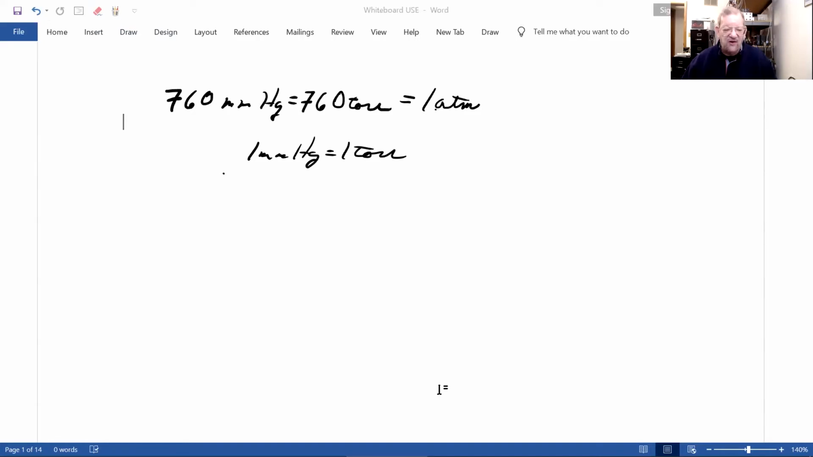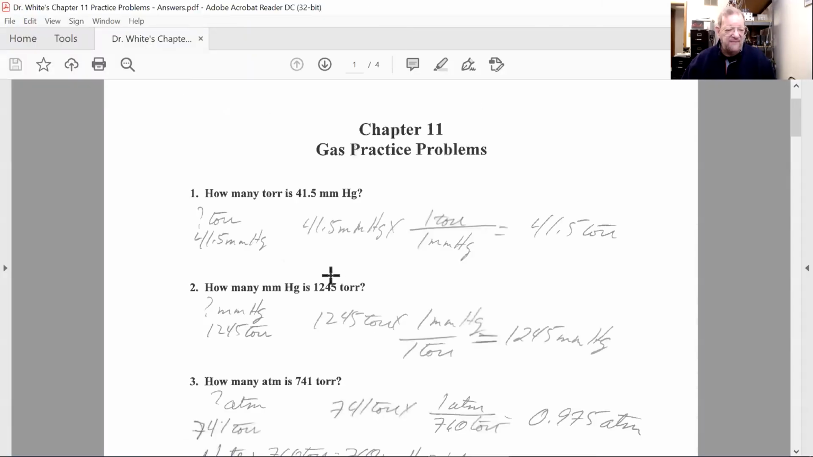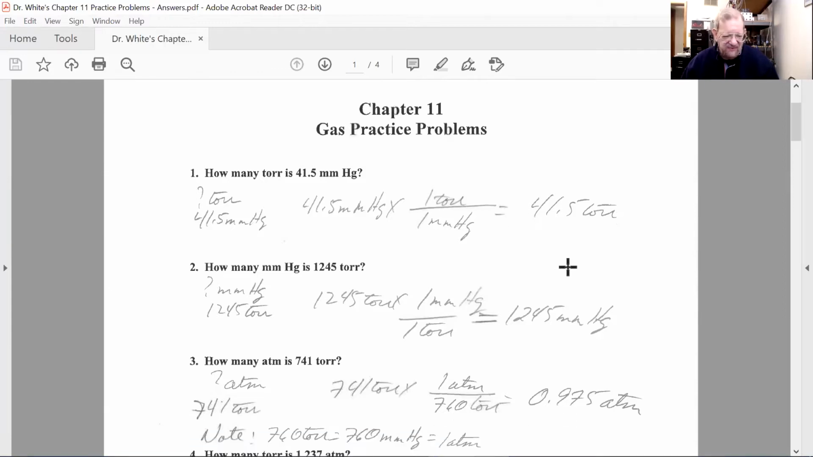All right, so if we go back to the problem set, how many torr is 41.5 millimeters of mercury? Use your good friend, unit analysis. Here's what I'm starting with. I'm going to torr. Torr goes on top of the ratio. Then I'm going to convert this to torr. Millimeters of mercury go underneath. That's 1 to 1, so you get the same answer.